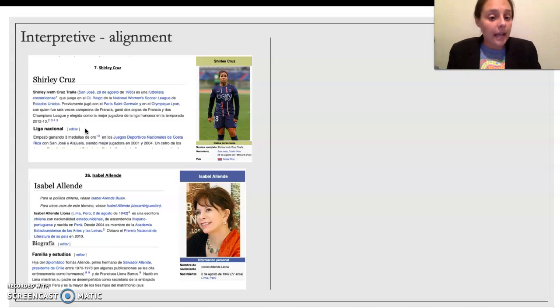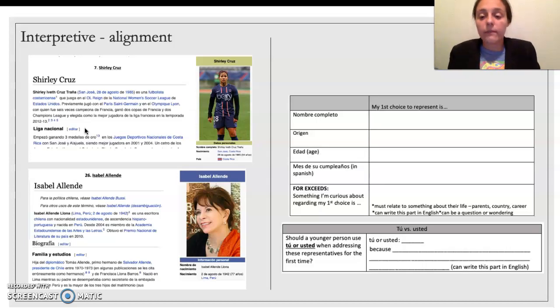Their next task after reading through it is filling out a graphic organizer. They'll say my first choice to represent is, let's say they wanted to represent Isabel Allende. They're going to write her full name, her origin, her age, month of her birthday, and also, for exceeds, something that they're curious about her. This has to be something related to her life, something that they saw here, something that might have been above her name, a cognate that they're just genuinely curious about.